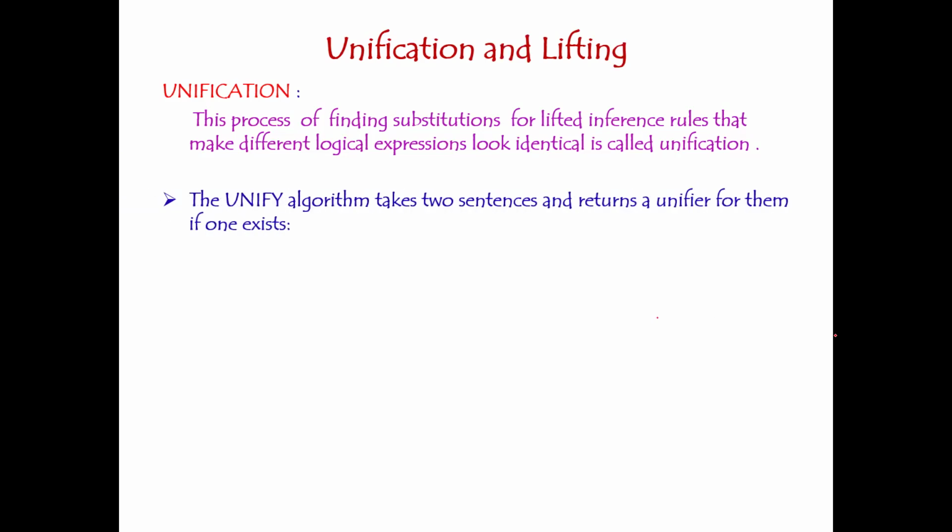If you see the syntactical form of this, unify of P comma Q, where P and Q are two sentences, equals theta. That is the substitution where substitute of theta comma P is equal to substitute of theta comma Q. So what does this mean? We are lifting these two sentences, P and Q, and finding a substitution, theta, with the help of which we make two different logical expressions look alike. That is the meaning of substitute of theta comma P equal to substitute of theta comma Q.